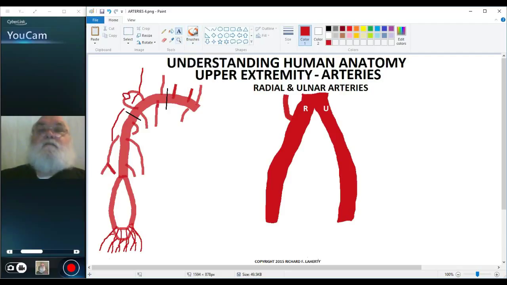And that is the radial recurrent artery. Let me sketch it in over here. The radial recurrent artery.